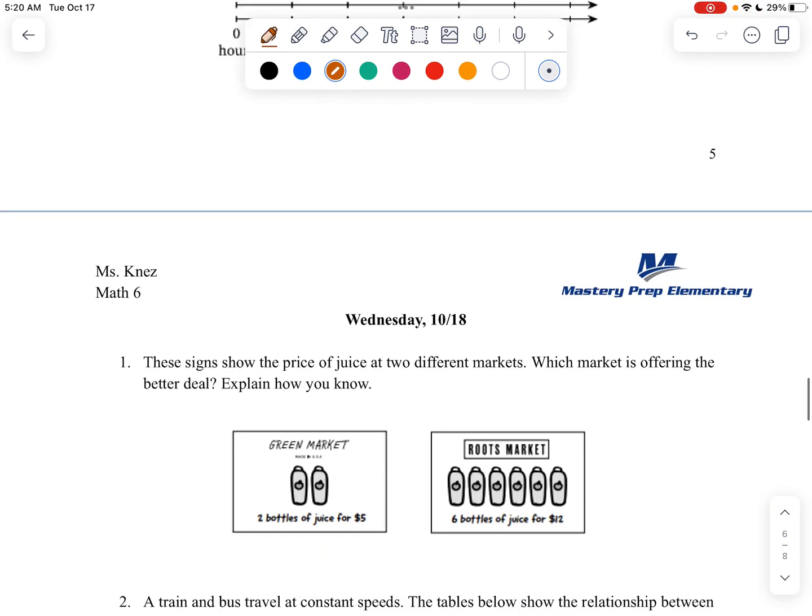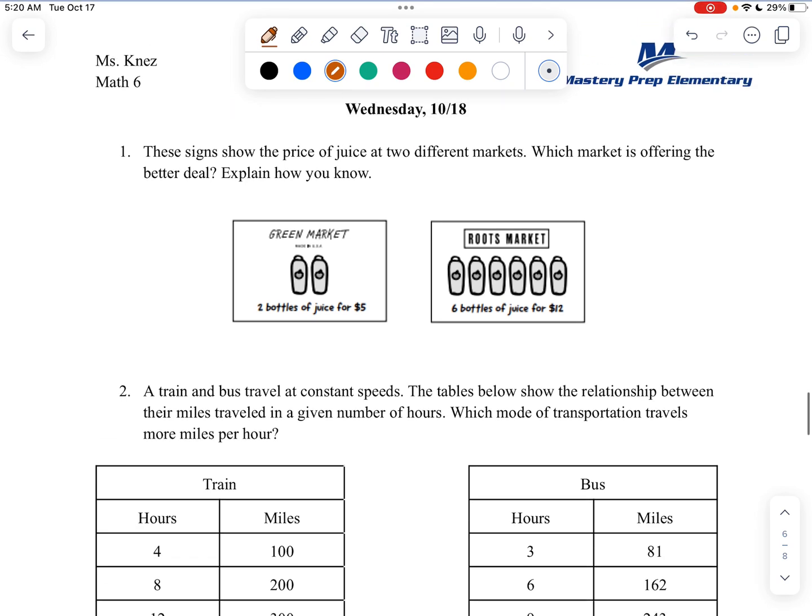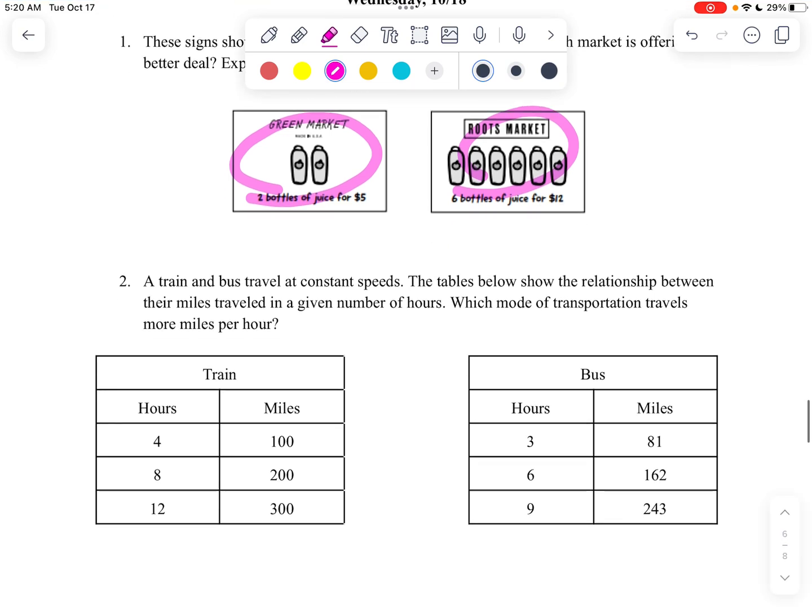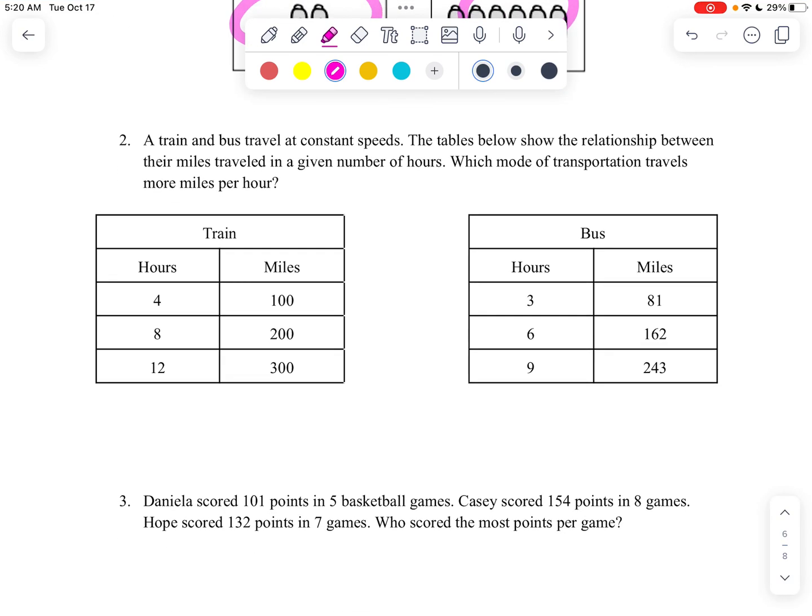Let's look at Wednesday. On Wednesday night's homework, we're comparing unit price and unit rate. The key for Wednesday is that when we're comparing something like the bottles of juice in question 1, in order to compare, we need to find the unit price or the price per one thing. Or in a question like 2, the unit rate, the rate per 1 mile. So let's use question 2 as an example.